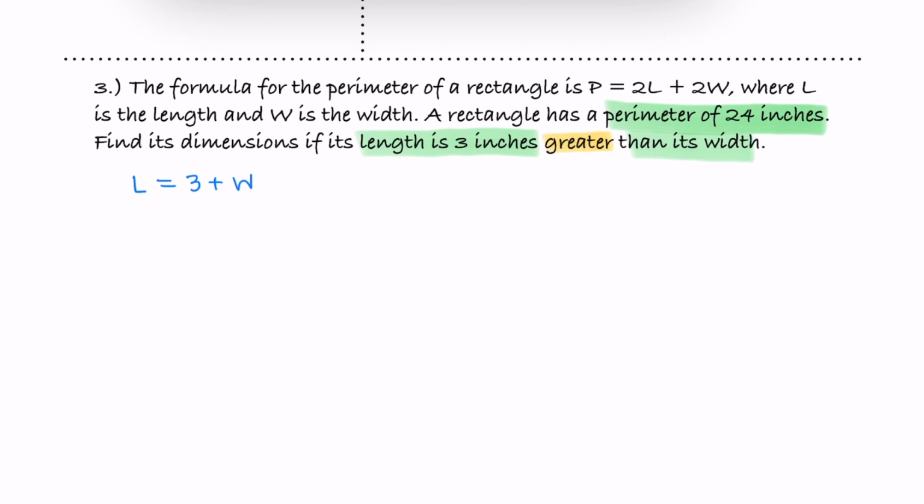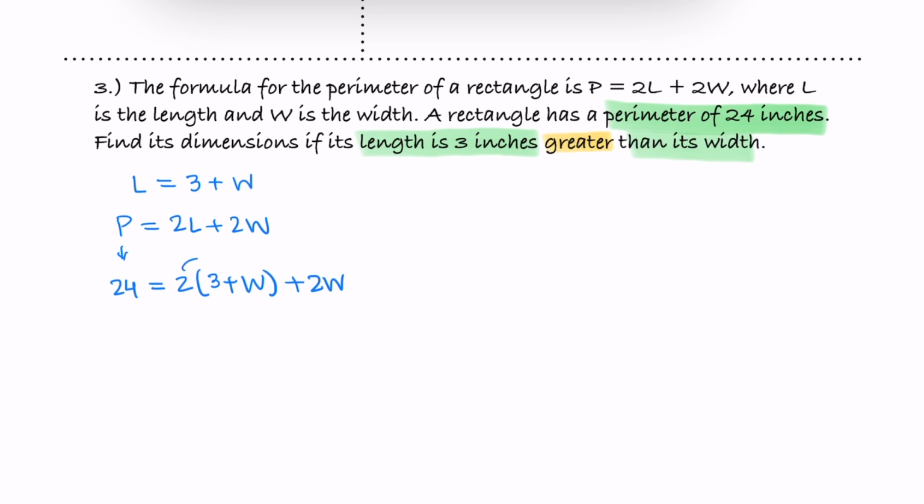Okay, now that we have that, I'm going to rewrite this perimeter formula. So P equals 2L plus 2W. And then I'm just going to substitute everything I know. So we know that the rectangle has a perimeter of 24 inches. So this P equals 24. I'm going to substitute L out. So you see here that we've figured out that L is 3 plus W. So here, 2 times (3 plus W) plus 2W is equal to 24.